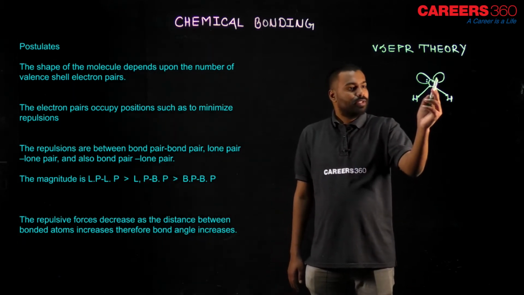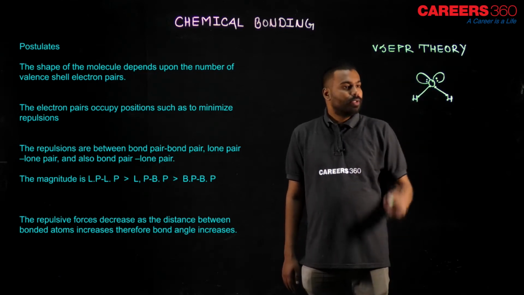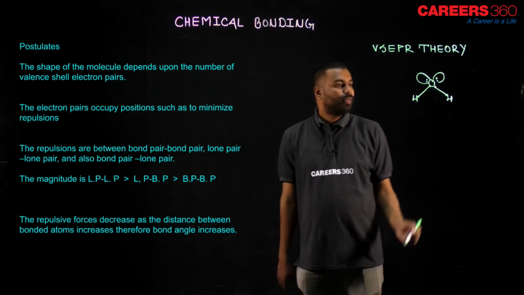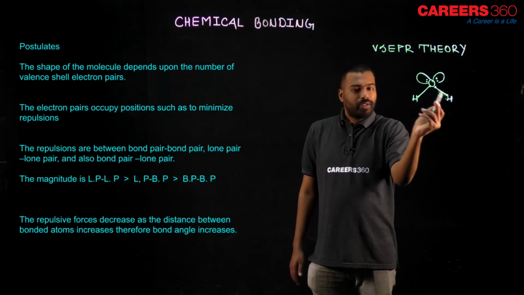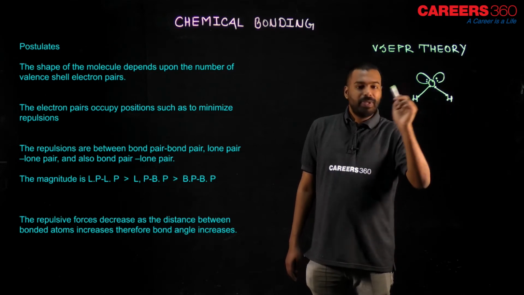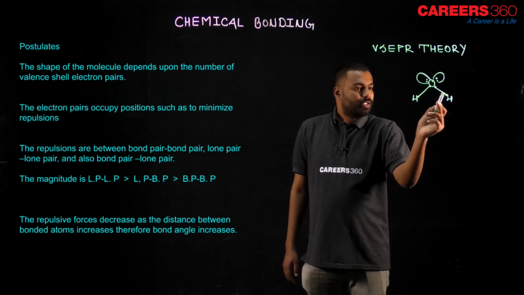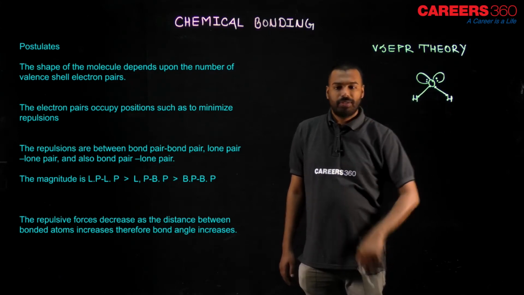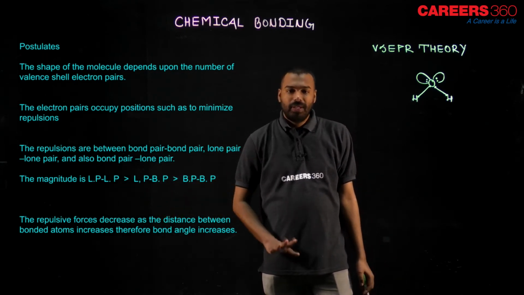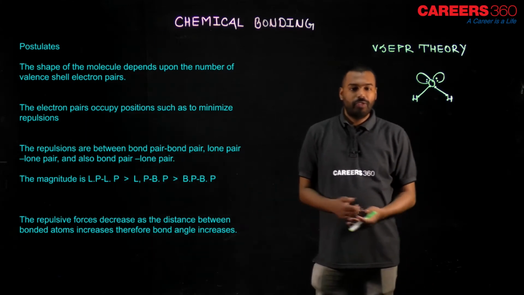So, what happens? Here are two lone pairs. This lone pair is repelling this lone pair. This is called lone pair-lone pair repulsion, LP-LP repulsion. Next, this is a lone pair and this is a bond pair, so this is called lone pair-bond pair, LP-BP repulsion. Next, this is a bond pair, this is also a bond pair, so we will say this is bond pair-bond pair repulsion, BP-BP repulsion. What I wrote here is LP-LP, then LP-BP, then BP-BP. I hope you got the full forms.